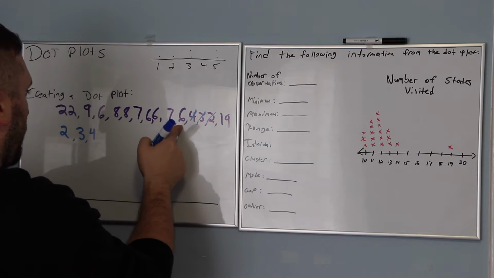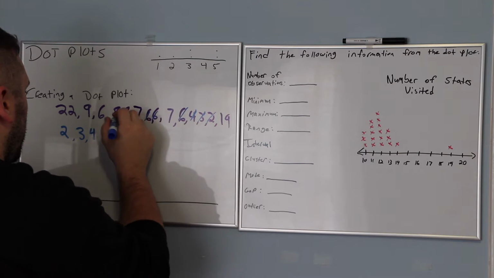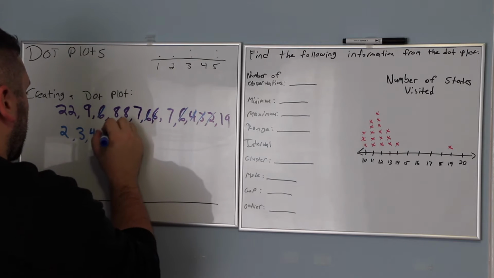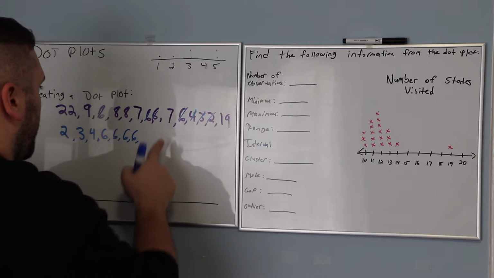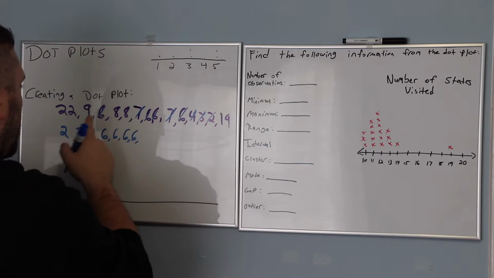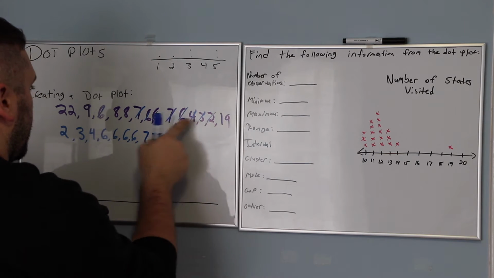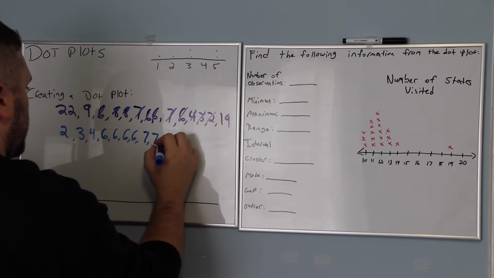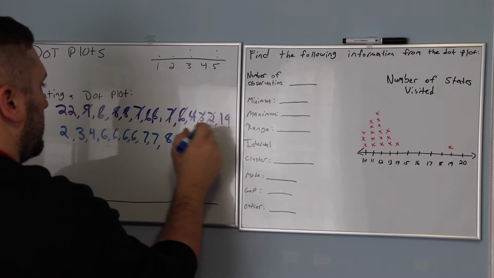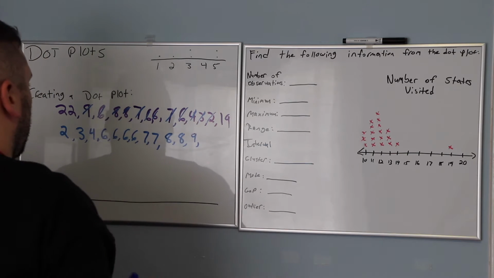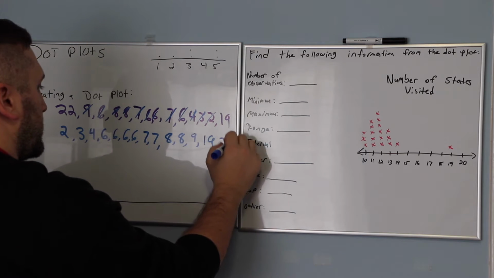I see some 6s. I'm going to cross them out as I count them. 1, 2, 3, 4 6s. I have 2 7s. I have 2 8s. I have 1 9. And then I have these 2 large guys. I have a 19 and I have a 22.